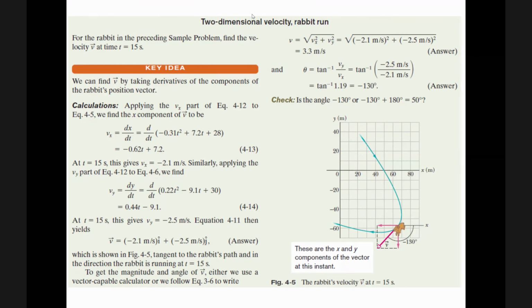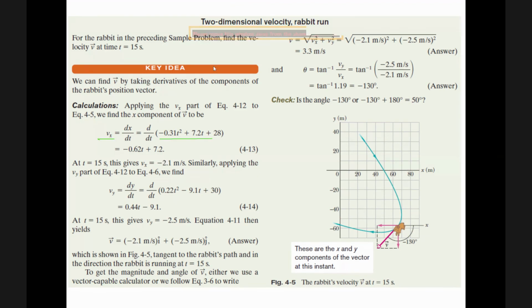So now in the preceding example, you have the position. What is the velocity? How to find this velocity? I derive. So I have this position, x. If I derive it relative to t, I get what? Vx. Derive it: 0 minus 0.31 t squared, derive it, minus 0.62 t plus 7.2. Good. Substitute at t equal 15, and you get minus 2.1 meters per second.